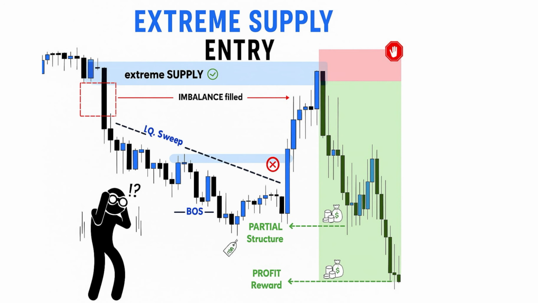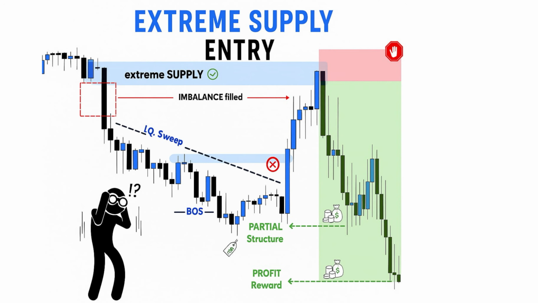Now let's look at one of the most aggressive and rewarding setups, the extreme supply entry. This isn't just any supply zone. This is a level where the imbalance between sellers and buyers is so extreme that the move can be swift and powerful. The sequence is precise. First, price makes one final, often exaggerated liquidity sweep, LQ sweep high, clearing out all the remaining bullish stops. It then reverses sharply and fills the fair value gap or imbalance it just created with force.